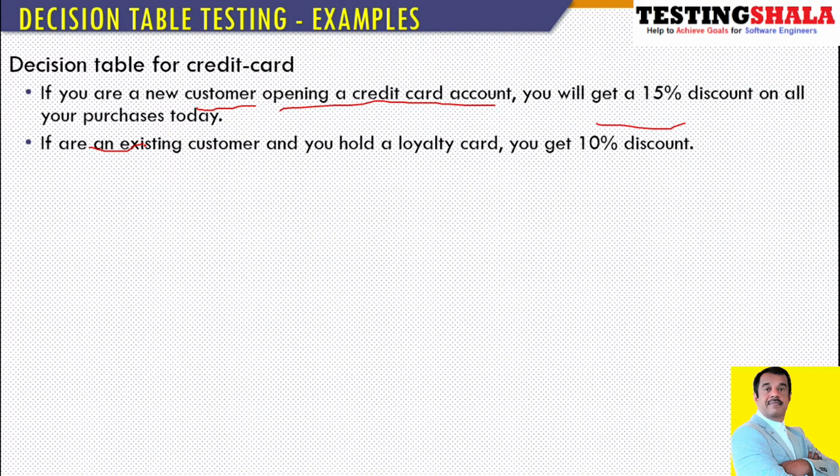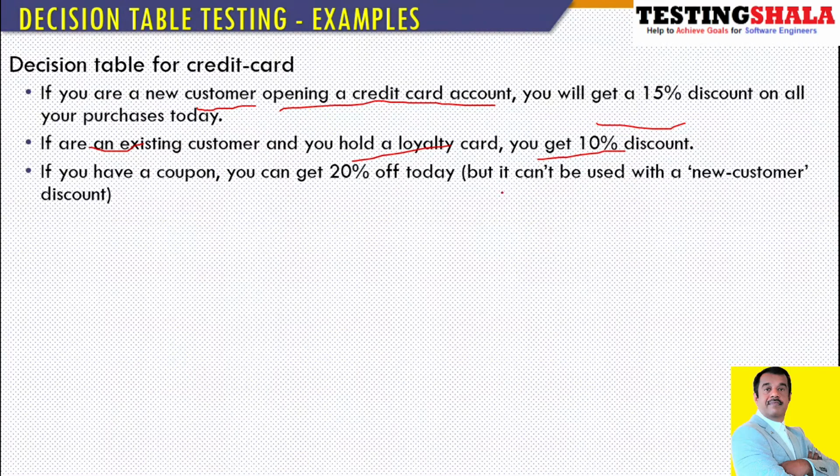That is one condition. And the second condition: if he is an existing customer and wants to open a credit card account, and if he is already having a loyalty card with him, then you will be getting 10% discount. That is another condition. And the third one is, if he is having a coupon code also, then you will be getting 20% off today. But it cannot be used with the new customer discount.